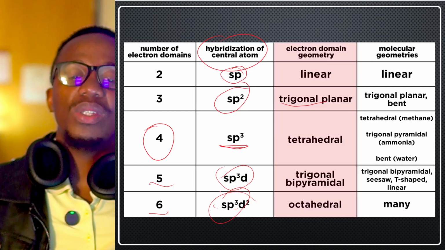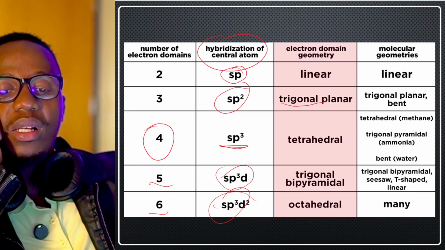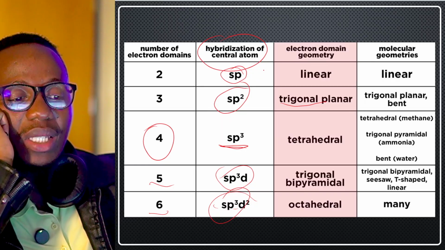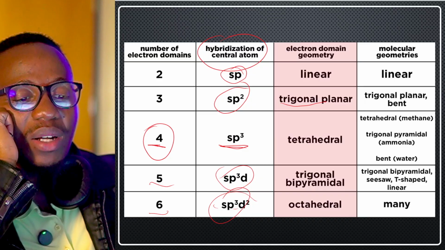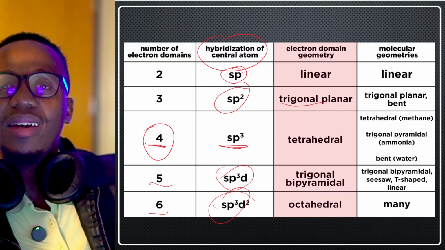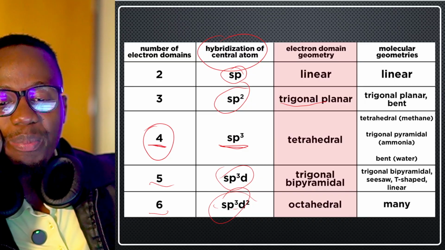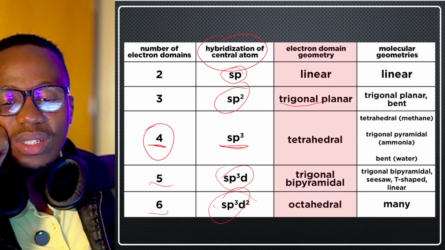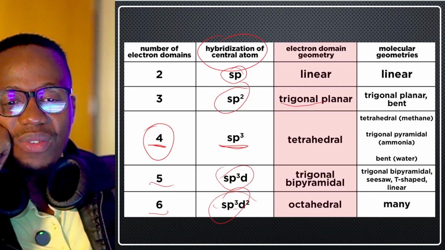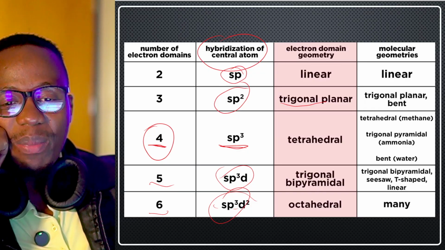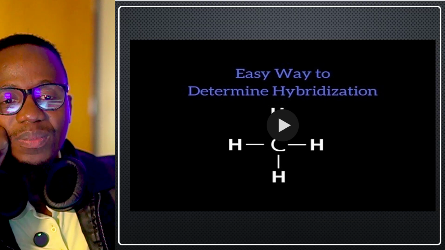But I want you to see something very important, right? When it comes to hybridization and finding the things that are bound to the central atom, we don't care whether or not it's a lone pair. It's a very important distinction. What do I mean by that? Let me show you.